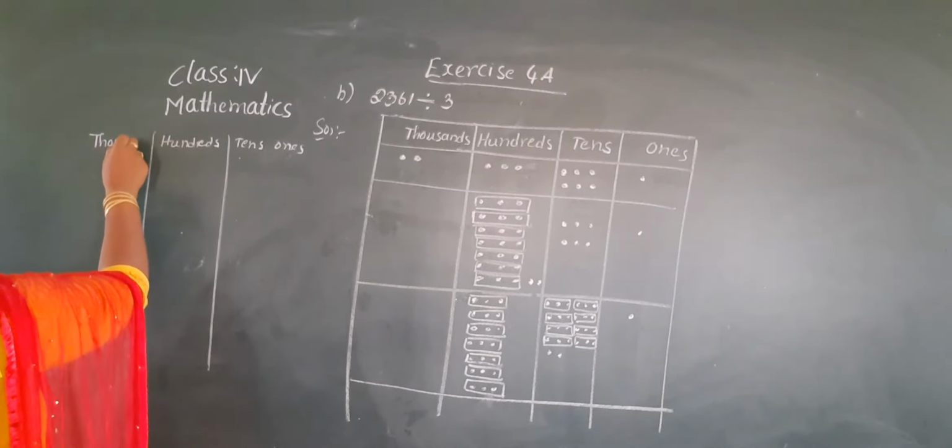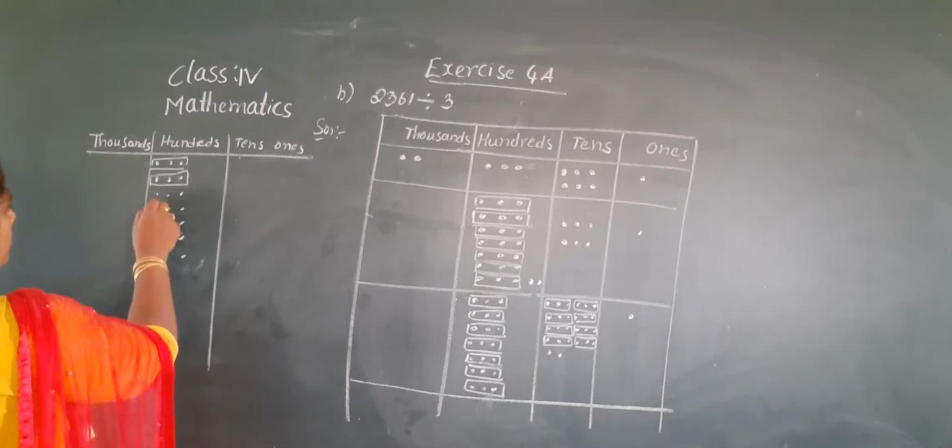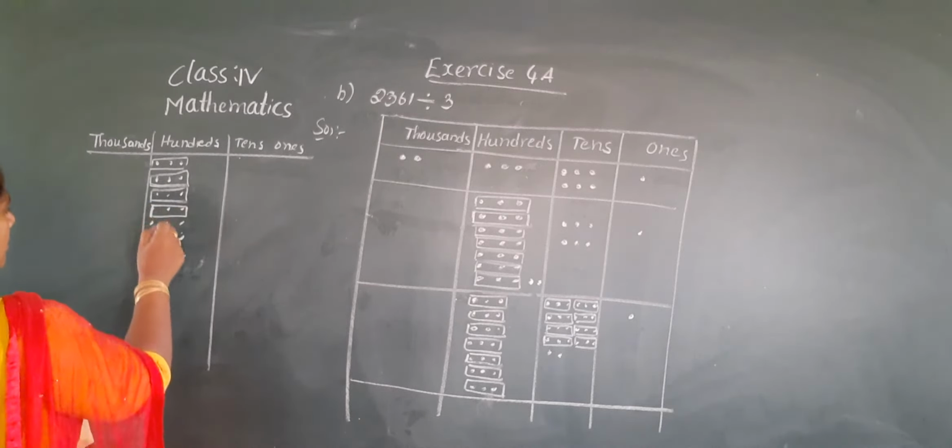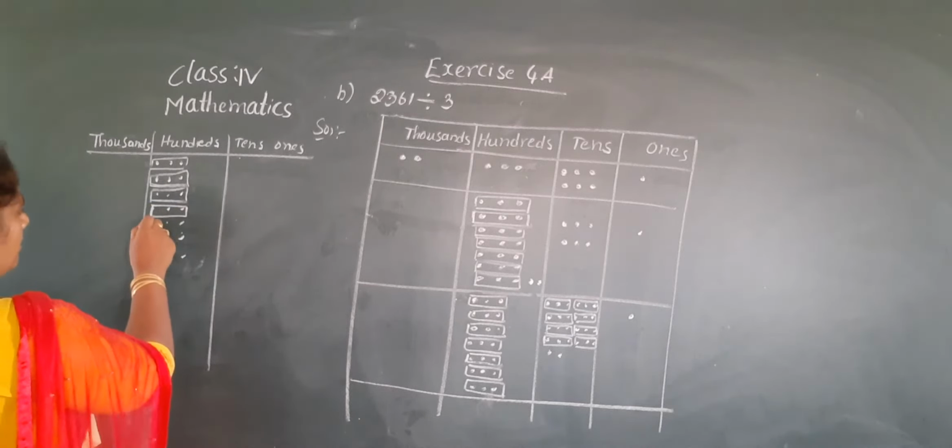7 groups. So 1, 2, 3, 4, 5, 6, 7, 8, 9, 10, 11, 12. So like this 7, 1, 2, 3, 4, 5, 6, 7. Finish. 700s. Next, how many groups are there? 8 groups. 8 groups in the tens.